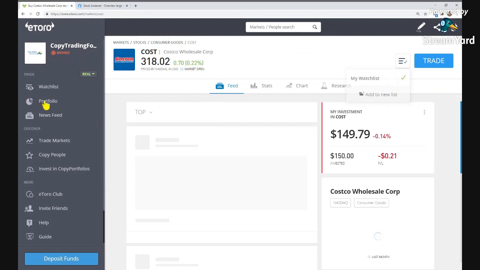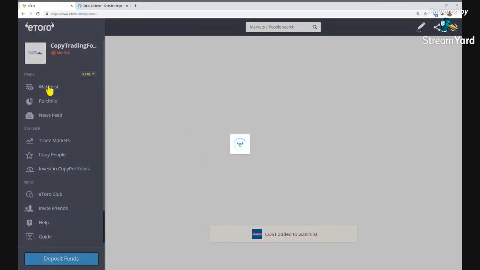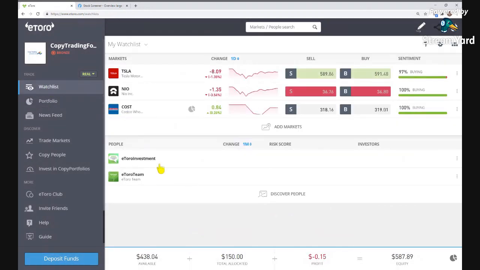So remember, have a nice clean watch list. That's all you need. You need to have the stocks that you research so you can watch the price. So here I have eToro Investments and eToro team. I have Tesla, Neo, and I'm going to be watching these stocks to see if I can get a better price. You can see here that Costco, we're looking at the price. So today I'm going to watch these stocks.